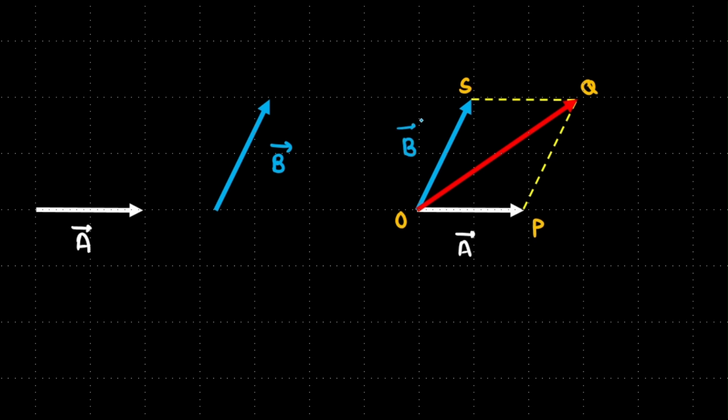Another thing that I forgot to tell you: how was I able to move them from tail to tail? It's because of parallel transformation. As long as I don't change the direction or the magnitude, I can move vector B or A anywhere. So I just moved it like this, and the other vector like that. That's what I did. Now let's continue with the explanation to make it easier and clearer for us.